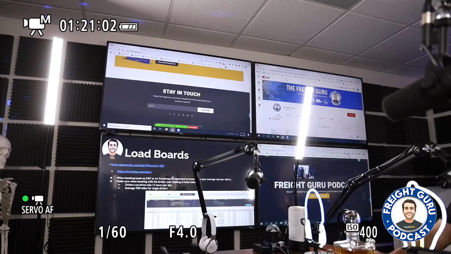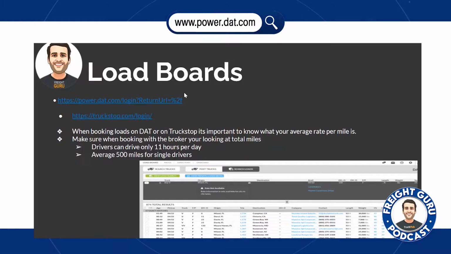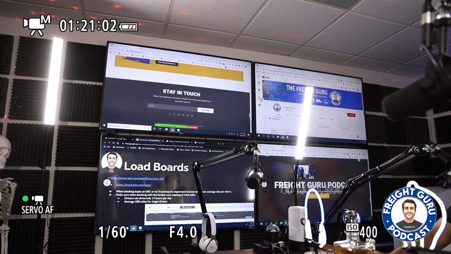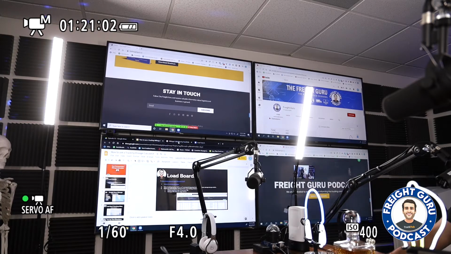So here we go. The example we're going to do today is using the DAT load board. Today's April 23rd. I'm going to go into DAT. I'm going to look at what available loads are out of Miami. We're going to look at a rate, and we're going to be able to compare that rate with what the rate per mile would be if you would book with that broker. So going into the mileage calculator.